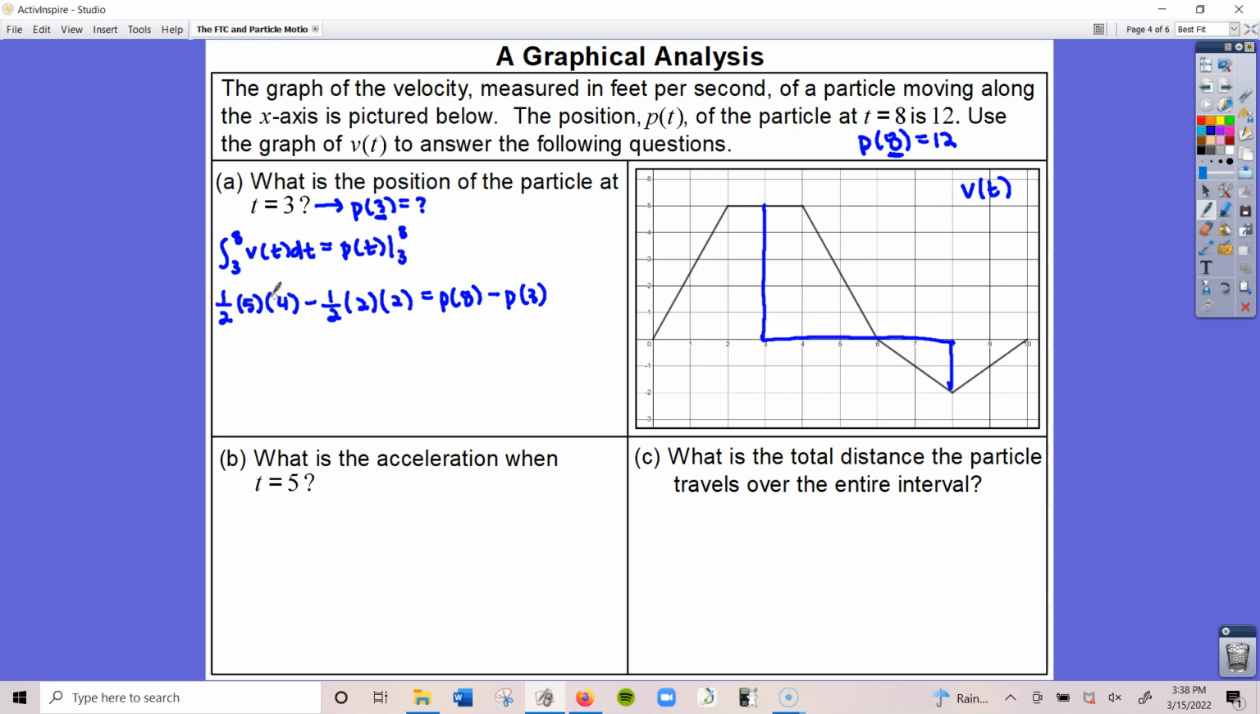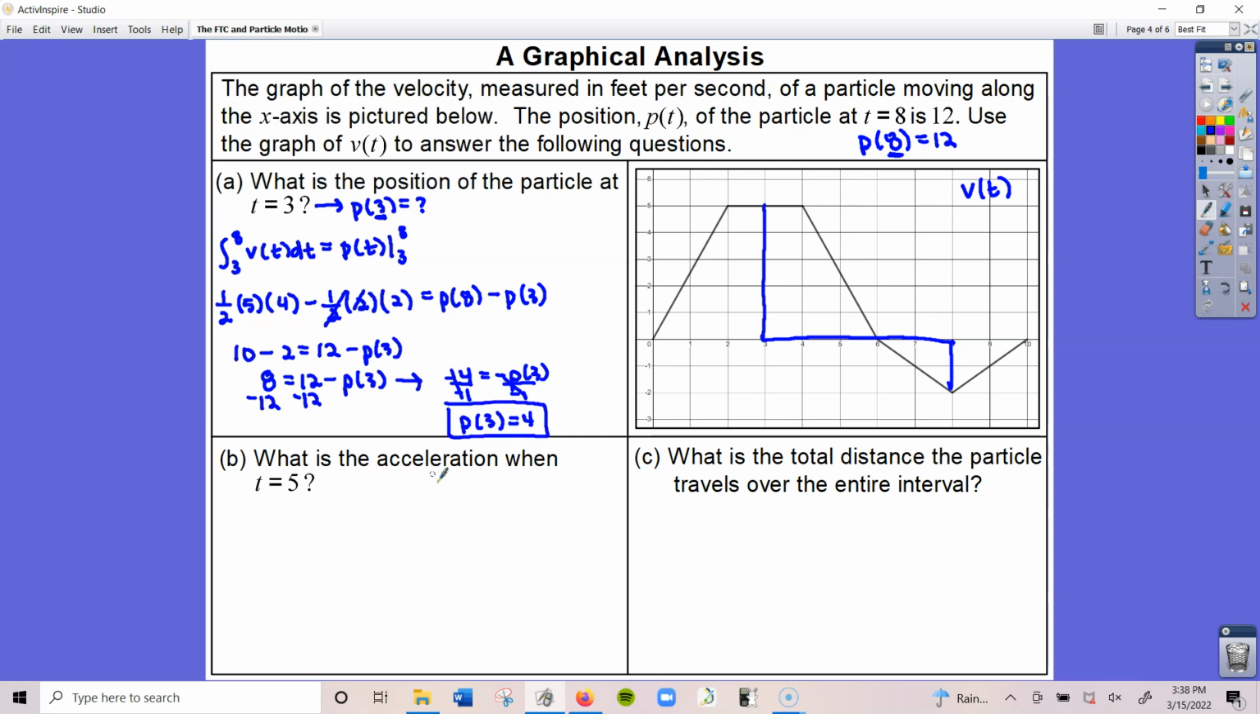Half of 5 times 4, that's half of 20, so 10, minus half of 2 times 2, this will cancel, so 2, is equal to P of 8, which was given to be 12, minus P of 3. 10 minus 2 is 8, equals 12 minus P of 3. Subtract the 12. We get that negative 4 is equal to negative P of 3. Divide both sides by negative 1, and we get P of 3 is equal to 4.